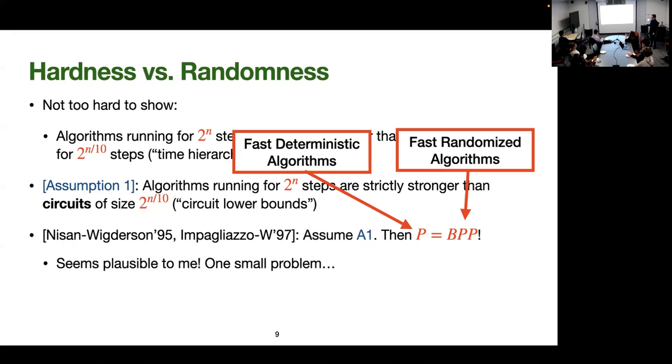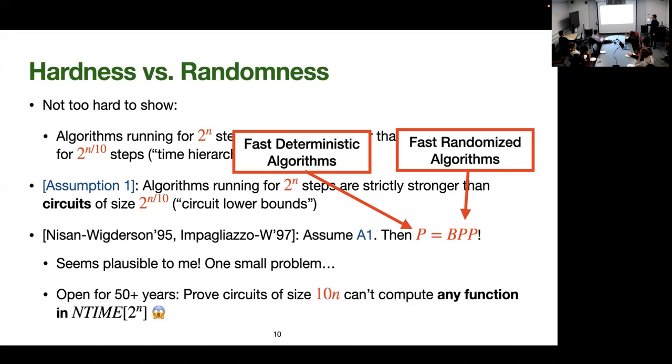So this assumption one seems plausible to me, but the problem is we have not had a ton of progress actually proving it. In particular, it's been open for half a century to prove that circuits of size 10n, so not 2 to the n over 10, circuits of size 10n, can't compute any function that you can compute in non-deterministic 2 to the n time. So we have a much bigger upper bound and a much smaller lower bound and we still can't prove it. So these are conditional results, but they seem like very solidly conditional.